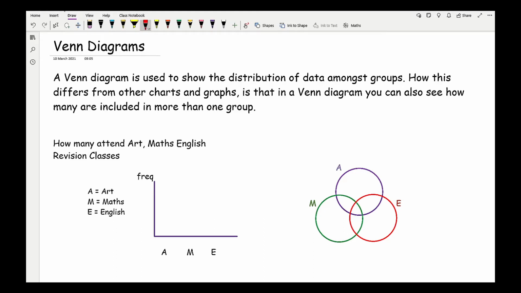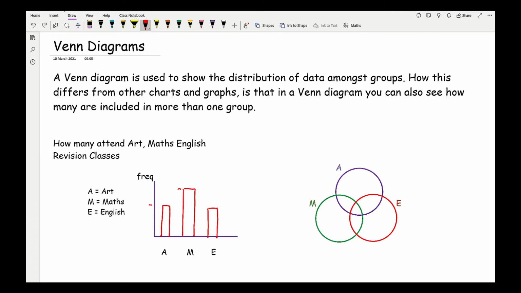if I had a bar chart, then again I should be using a ruler, but I'll try and do a bar chart correctly in terms of leaving equal widths. So here you can see, I can read off the frequency scale and see how many were in art, how many were in maths and how many were in English.